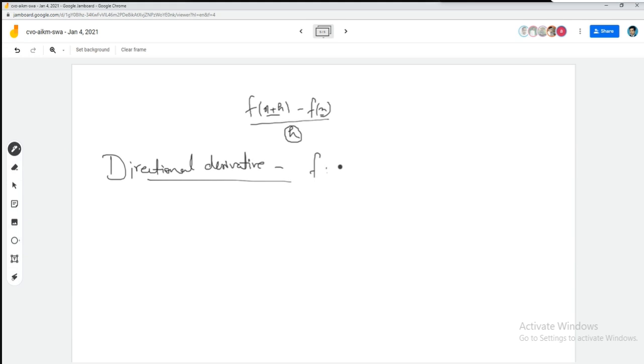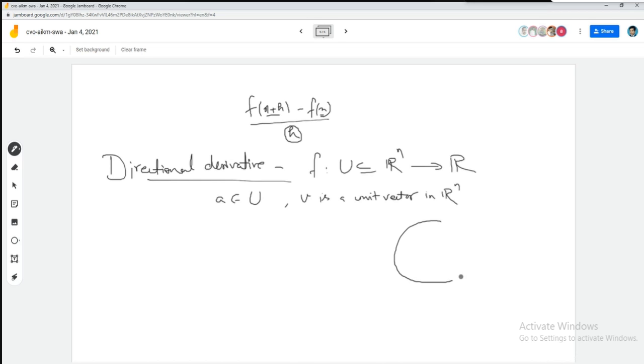So suppose f is a function from some open set U of Rn to, say, R. Let us first focus on functions from an open set of Rn to R, and let A be some element of U, and v is a unit vector in Rn. So this is your, let's say, U. Here is the point A, and suppose this is your direction v.